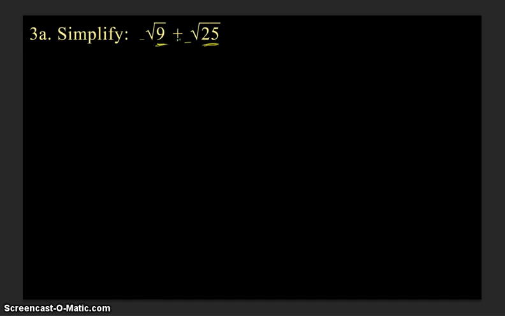Pero pwede nating i-simplify muna itong mga radicand natin. So kung makikita natin, 9 is a perfect root or perfect square root. Ganon din sa 25. 25 is a perfect square root. Okay?